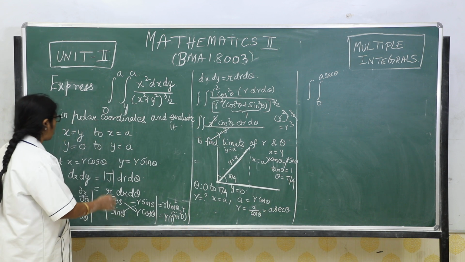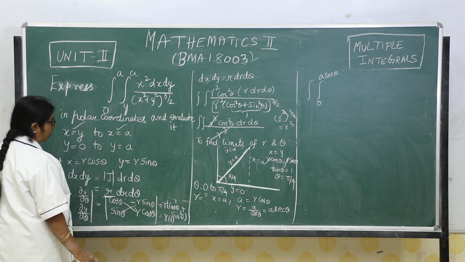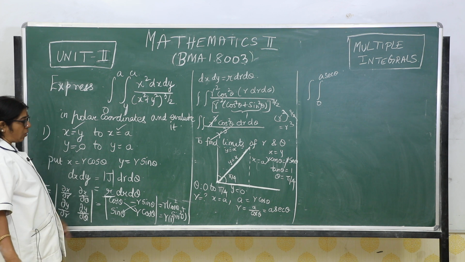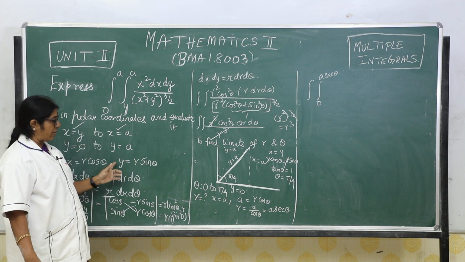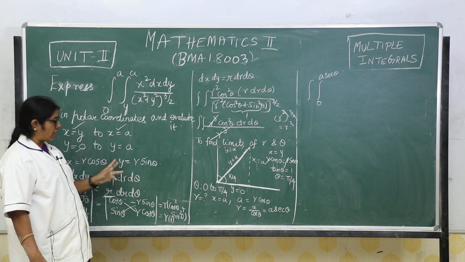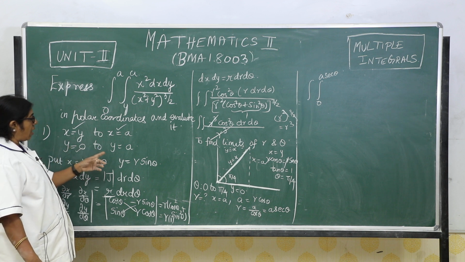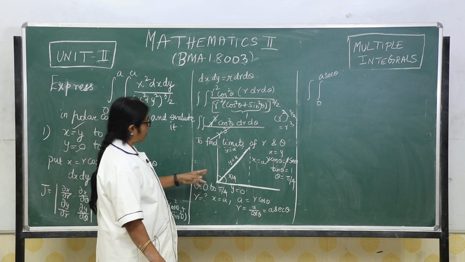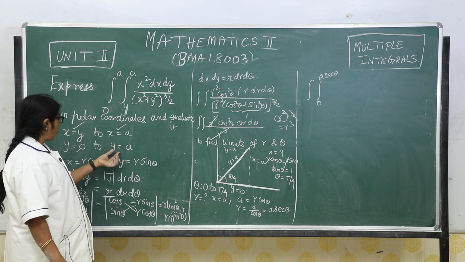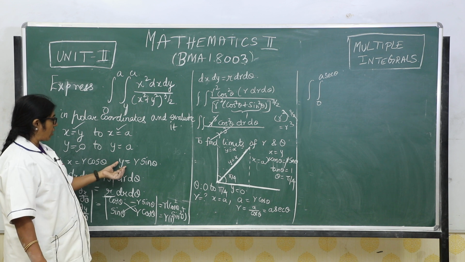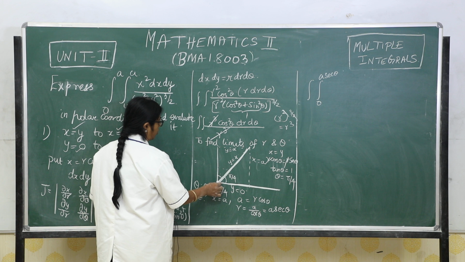I am going to utilize all the 4 lines of the diagram. When x is equal to a, I got r equal to a secant theta. When y equal to 0, r sin theta equal to 0, so r equal to 0 or sin theta equal to 0. When r equal to 0, you get the origin, and when sin theta equal to 0, theta is 0 degree. And when y equal to a, you get this line. But my diagram is this portion.